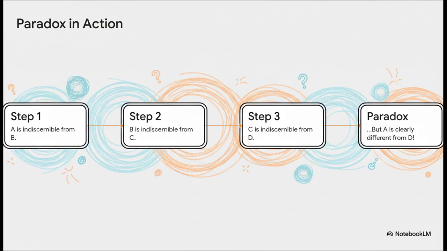So let's just walk through it one more time. To our eyes, color A is the same as B, B is the same as C, and C is the same as D. Old school logic just insists, well then A must be the same as D, end of story. But we can literally just look at it and see that's not true. Our own eyes are screaming that the logic is wrong. That is the chain reaction we have to break.